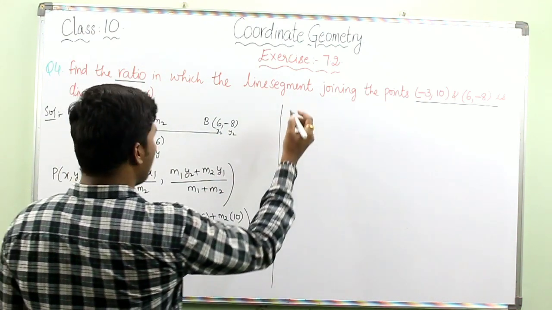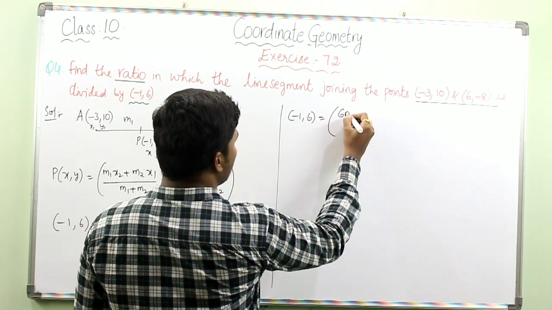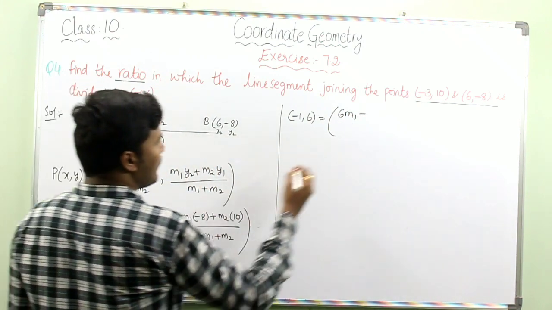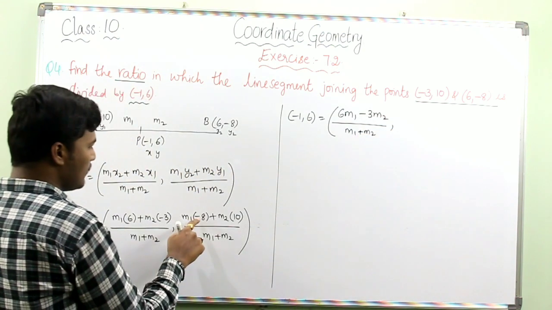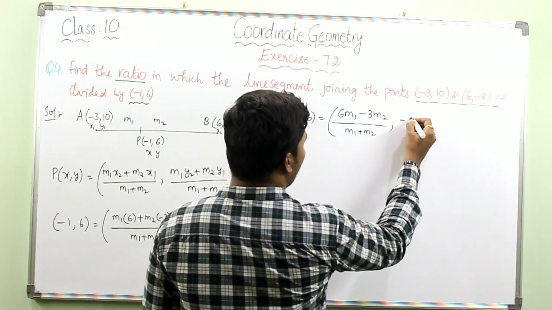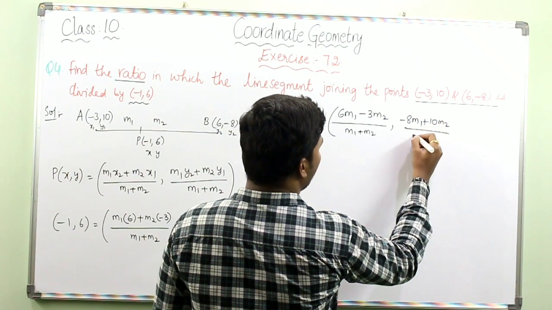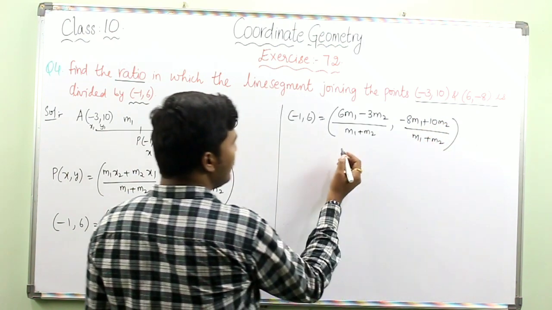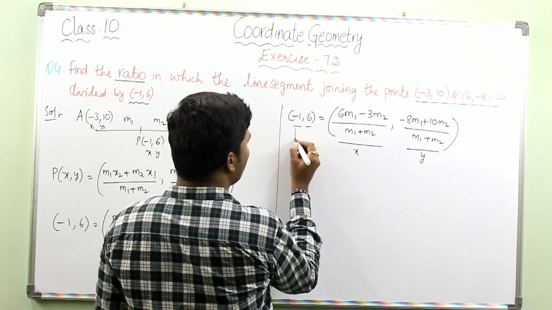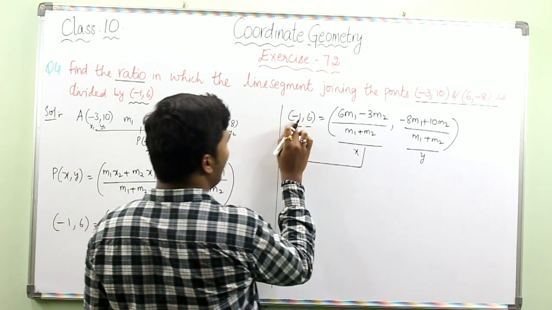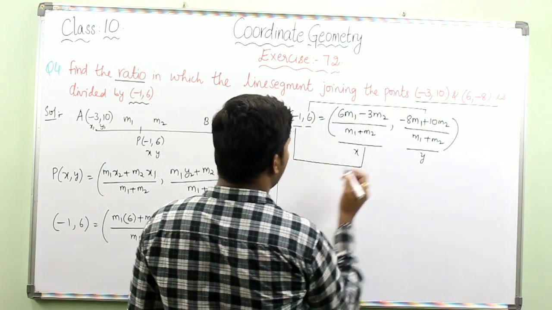Okay, so now the next step will be minus 1 comma 6 is equals to 6 into m1 will become 6m1 plus into minus will become minus 3m2 divided by m1 plus m2 comma minus 8 into m1 will become minus 8m1 plus 10m2 by m1 plus m2. So here, as I told you earlier, this is x part, this is y part. So let us equate them to the corresponding parts. In the ordered pair, we know that this is x point first, the second one is the y point. So we are equating to the corresponding parts.